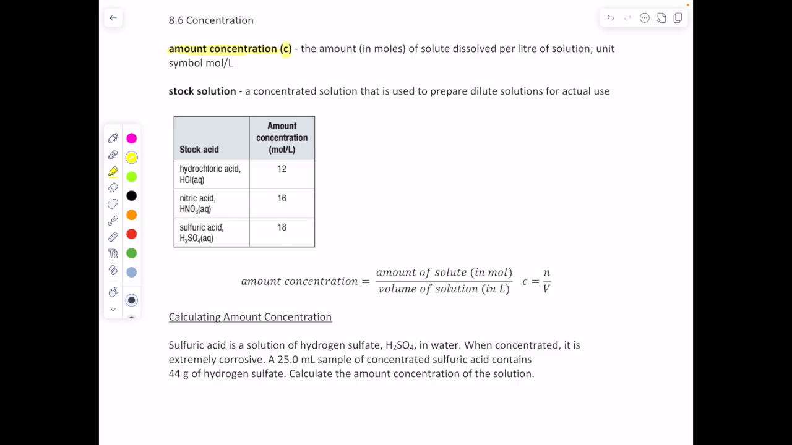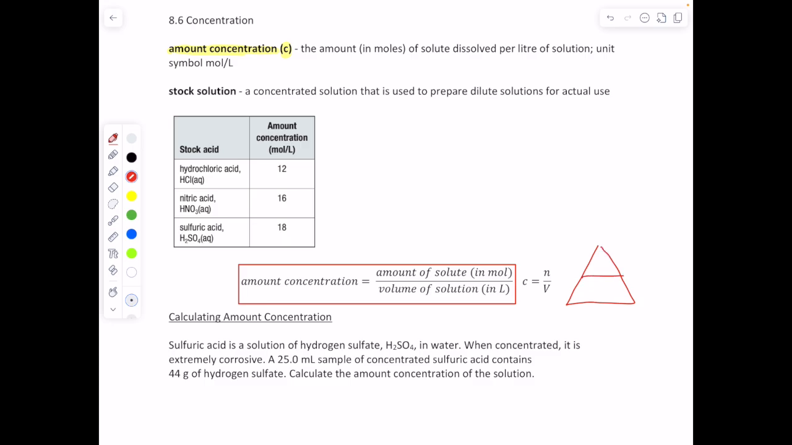We can calculate the amount concentration by taking the amount of solute in moles and dividing by the amount of solution in liters. In symbols, we say c is equal to n over V. And we can write this in our equation triangle.